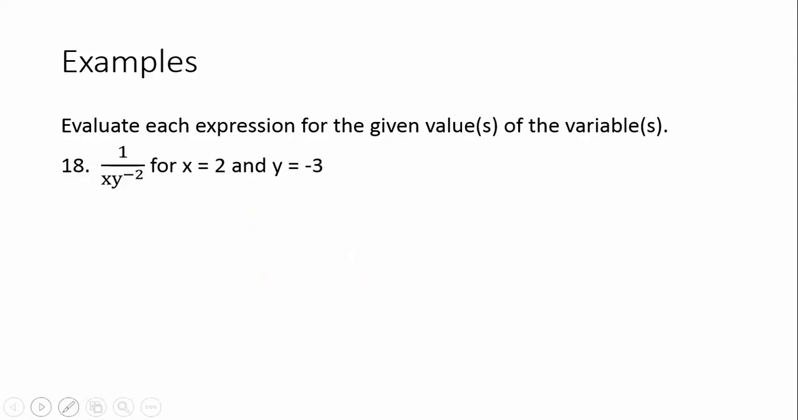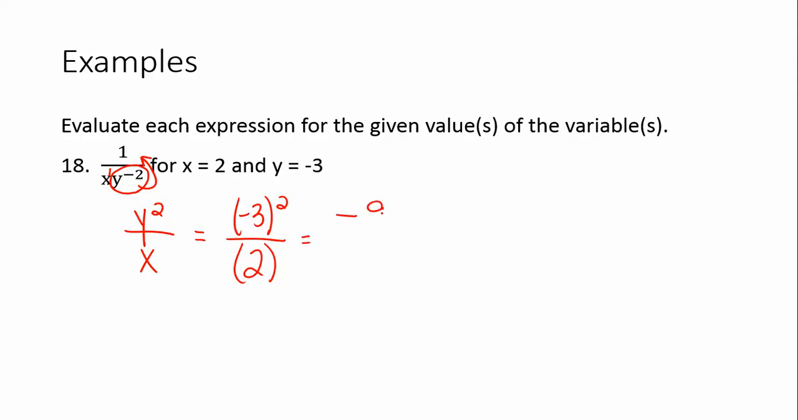Example 18, 1 over x y to the negative second. Here the y is being raised to the negative second power, so we're moving that back up to the numerator, so it becomes y squared over x. The x stays put because the x has an implied exponent of 1 that is positive, so we don't need to move the x. So we have negative 3 to the second power over 2. Negative 3 times negative 3 is positive 9 over 2.